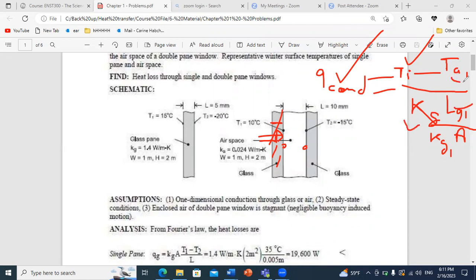You can get TA1. Now, once you get TA1, you can apply the conduction flux between 1 and 2 in the air. And finally, you can verify your result. If you apply it between TA2 and T out, you get the same result. You get Q conduction again, the same value. Any questions on this? Okay, we'll continue with other problems.